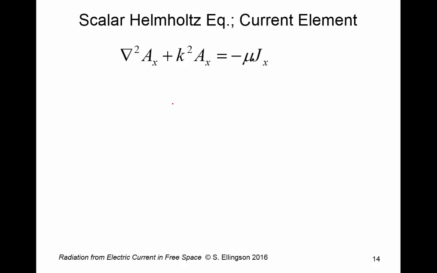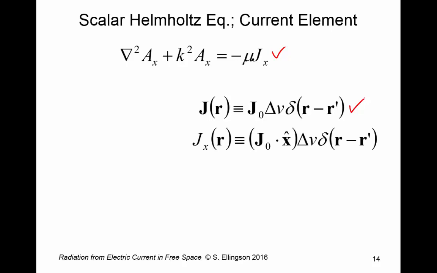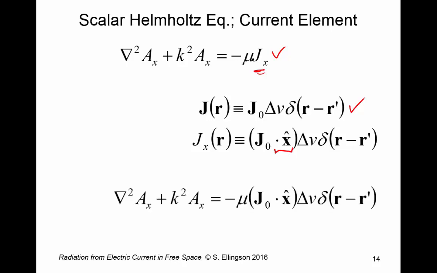Okay, now I would like to bring in the current element concept. Here's the equation I just came up with. Here is the current element I'm interested in considering. I'm interested only in the x component. So I'll take the dot product, and I can pull that dot product inside the expression I've shown here. And so now the new form of the scalar Helmholtz equation for x looks like this. Same thing on the left-hand side. On the right-hand side, I have something that looks very similar, except now I've written explicitly the source.